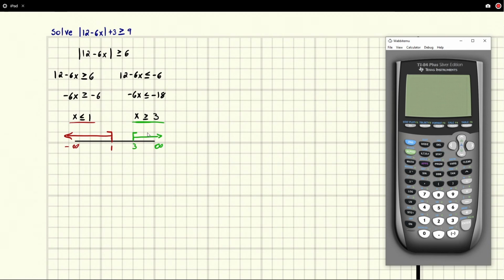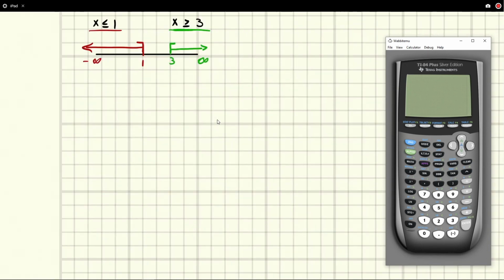So this interval appears to also check out. We didn't make any silly mistakes up here in our algebra. And so this appears to be the correct solution set. So what we're going to do is we're going to write that out.